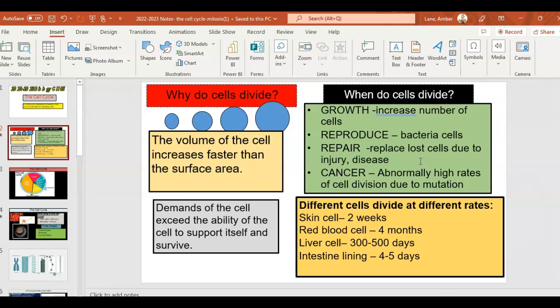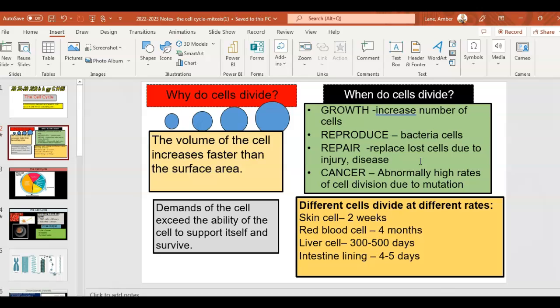Unfortunately, cancer is a result of cells that divide and divide and divide and don't stop dividing. And we'll talk about cancer a little here down the road.